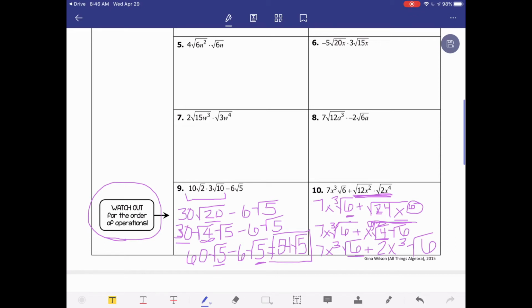Now that I have a common radicand, I'm going to go ahead and add my coefficients. So I have 7x cubed and 2x cubed. I'm not going to do anything with that x cubed when we're adding like terms. X cubed stays the same. We add 2 and 7. So I'm going to have 9x cubed now, and then square root of 6. So my final answer for this problem is 9x cubed radical 6.